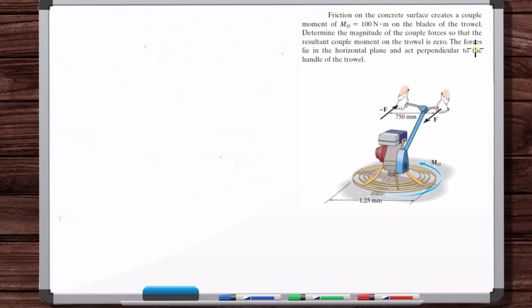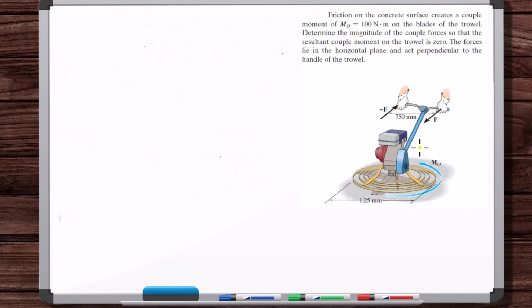Okay, and then this sentence here, the forces lie in the horizontal plane and act perpendicular to the handle of the trowel. They're just trying to make it clear that the rotation axis of this moment and the moment created by the forces from the hands, you can imagine, to hold this steady, this force is pulling back and this force is pushing forward. The axis of rotation for this moment and this moment are the same.